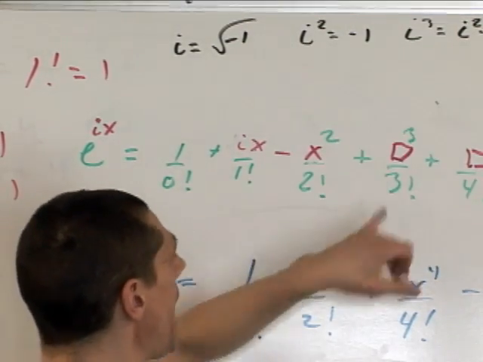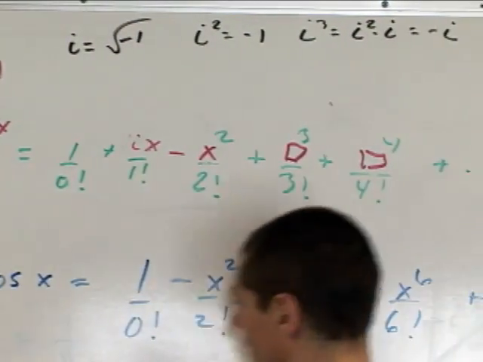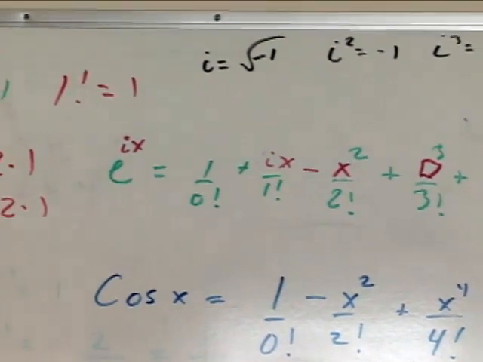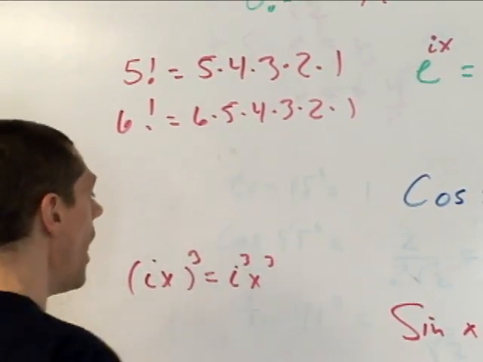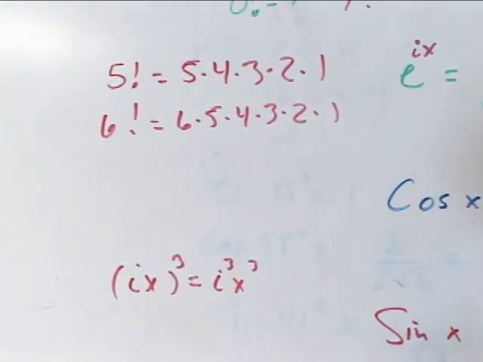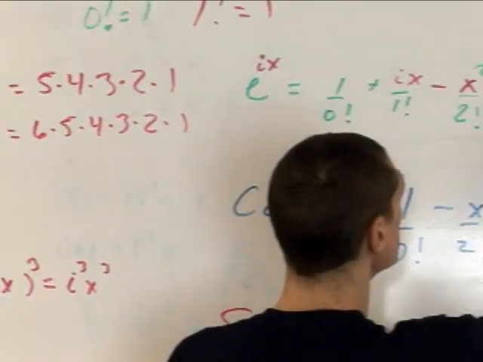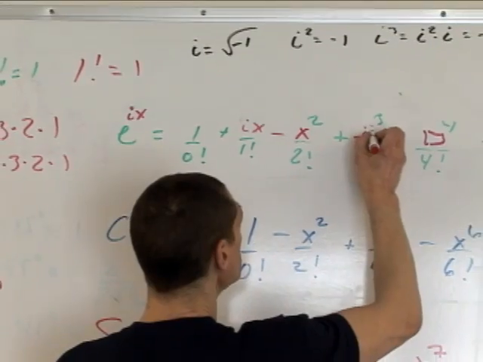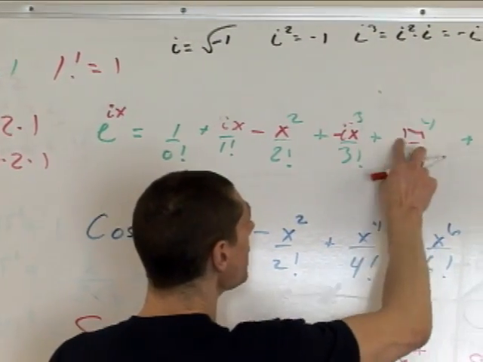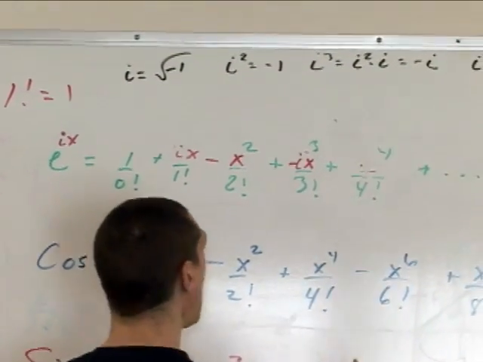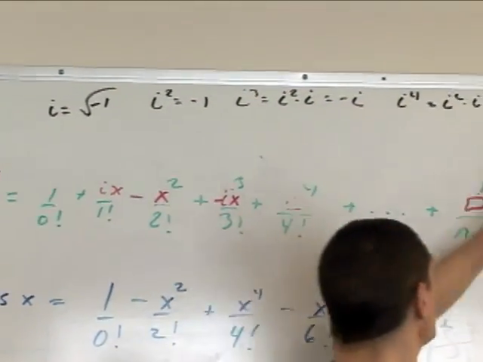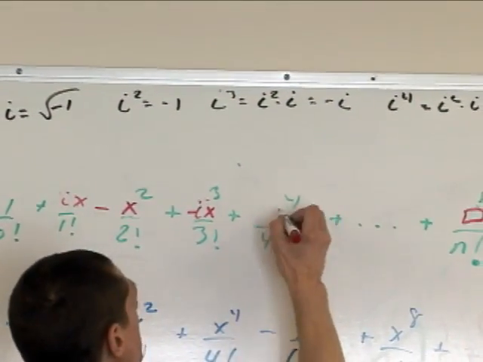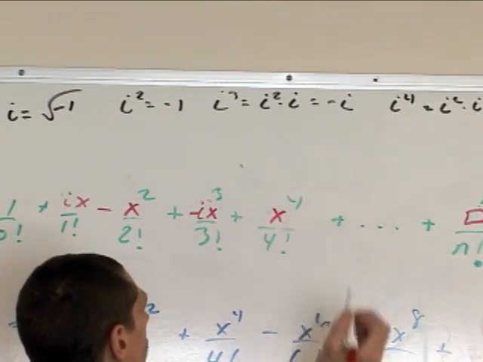ix cubed, we'll do this, driving my producer crazy. Ix cubed is the same as i cubed, x cubed. i cubed is negative i, so this is negative i x cubed. And i to the 4th: i x to the fourth will be i to the fourth, x to the fourth. i to the fourth is 1, so this is going to be 1 times x to the fourth.